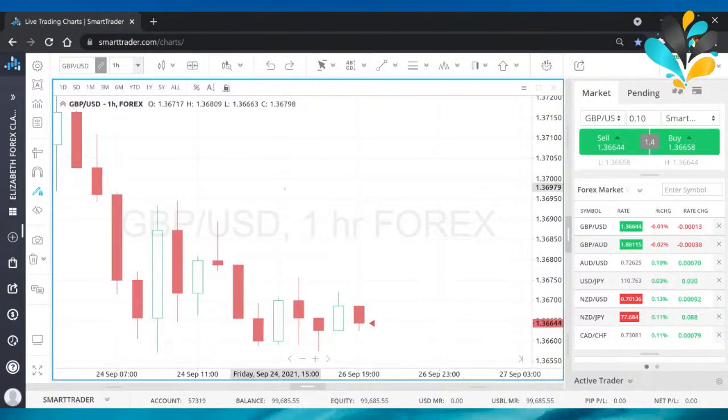So you can use hollow candles if you want to. You can see that the candles that indicate the price is going down are red on the inside, and the ones that indicate the price is going up are white on the inside and have a green outline.